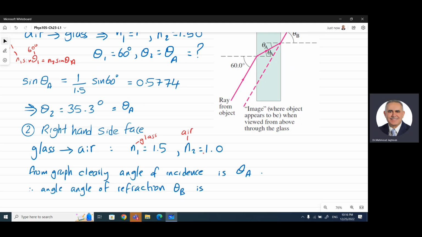Okay, as I said, always the medium in which the light is refracted takes 2, and the medium in which the light is incident takes 1. So we have N1 equals 1.5 and N2 equals 1. And just using Snell's law, N1 sine theta A must be equal to N2 sine theta B, which is the angle of refraction.